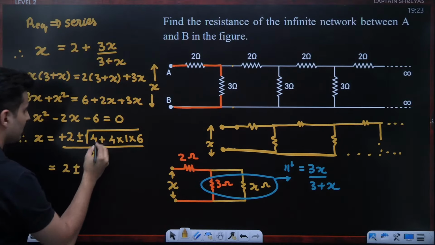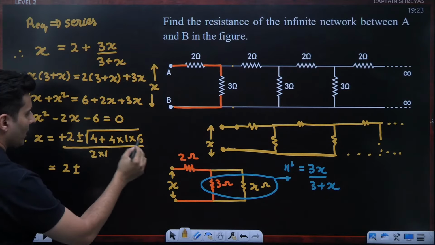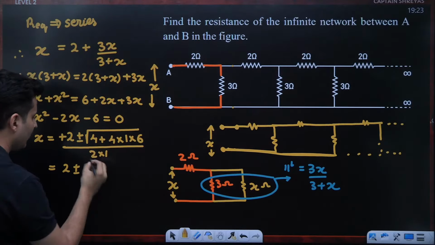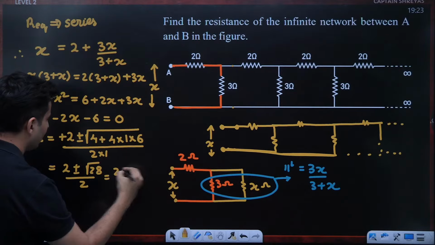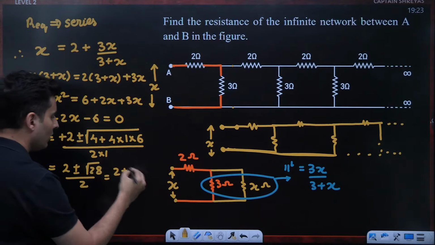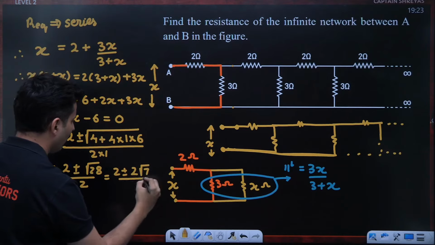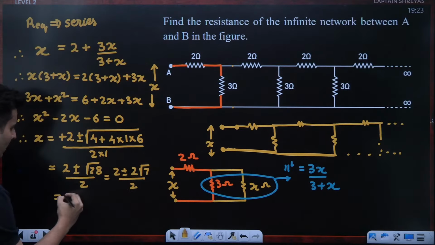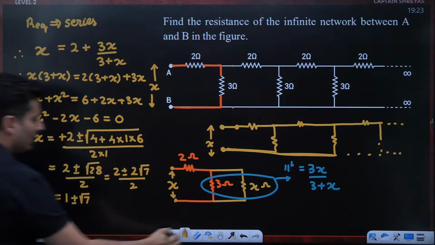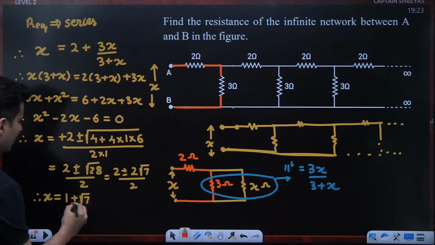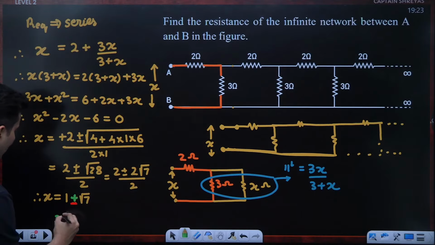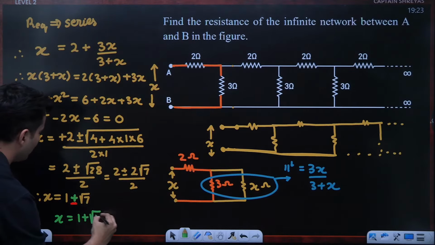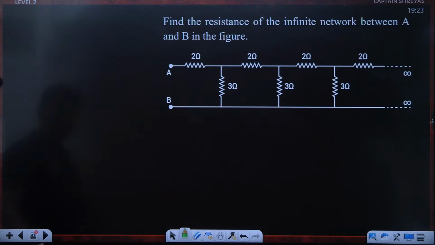so plus or minus, 6 fours are 24, 24 plus 4, 28, so it will become root of 28, whole thing divided by 2, which is 2 plus minus 28 is 7 into 4, root of 4 is 2, so 2 root of 7, whole thing divided by 2, 2 cancels, so it will become 1 plus minus root 7. But obviously we cannot choose the negative sign because then the resistance will become negative, so the actual value that I will choose will be the positive one. So the actual value of x will be 1 plus root of 7 ohms, which should be the correct answer.